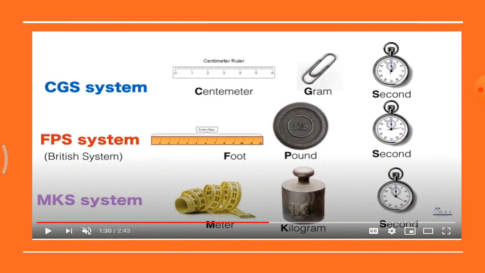MKS system. In the MKS system, M stands for meter, K stands for kilogram, S stands for second. In the MKS system, they are using meter to measure the length, kilogram to measure the mass, and second to measure the time. In these three kinds of systems, time is measured with second. This is common for these three kinds of systems. People are using different kinds of systems in every part of the world. So it gives some inconvenience to others. So there is a need for a common system of units.